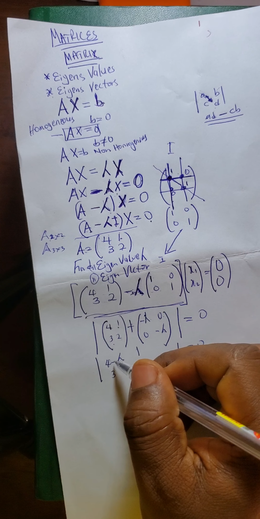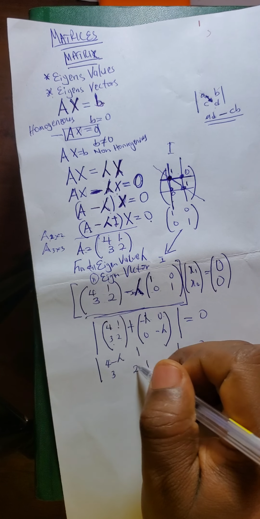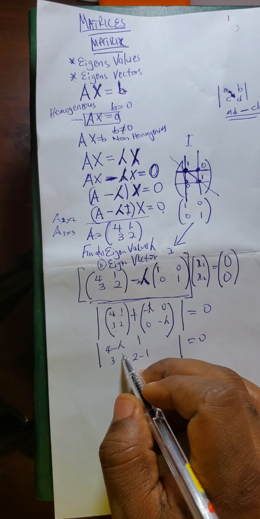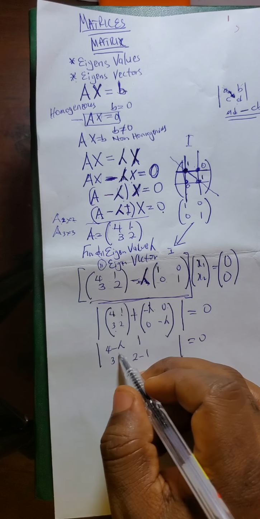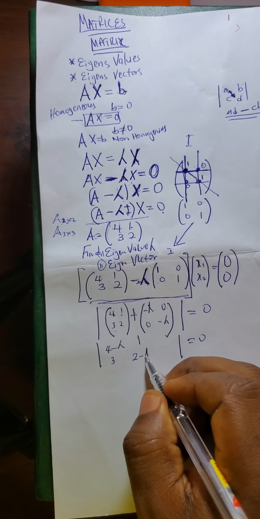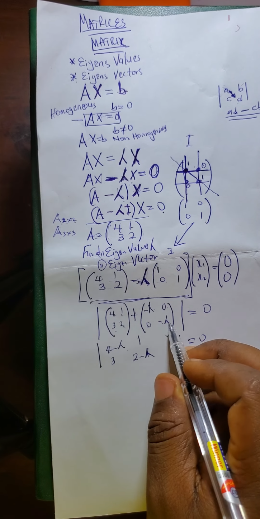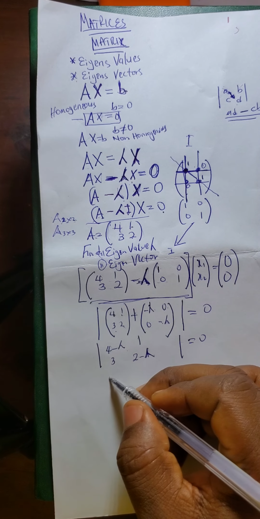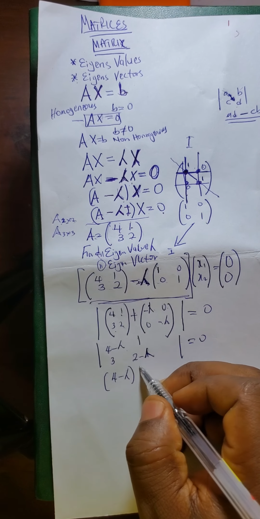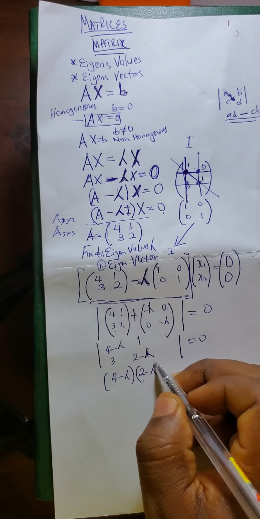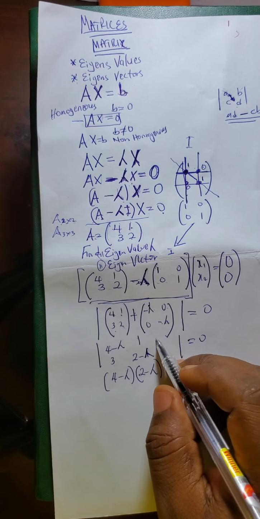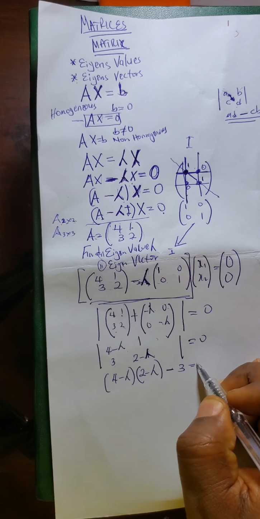We multiply along this diagonal here. So we multiply 4 minus lambda times 2 minus lambda. So we have 4 minus lambda times 2 minus lambda. Then we now say minus, we multiply along this diagonal. That's 3 times 1, which gives us 3. We equate it to 0.